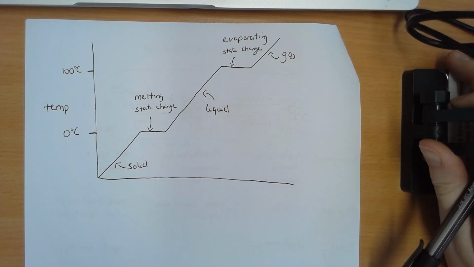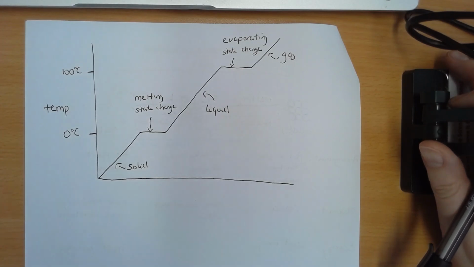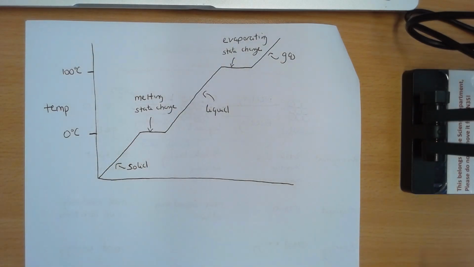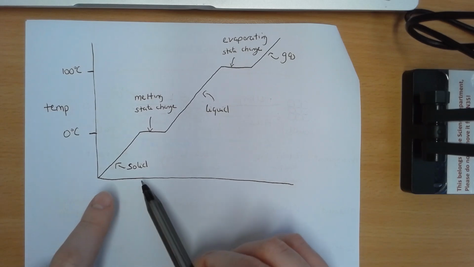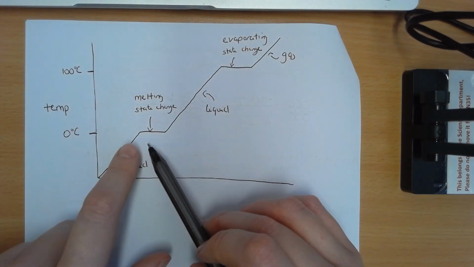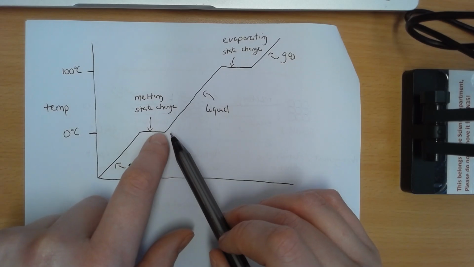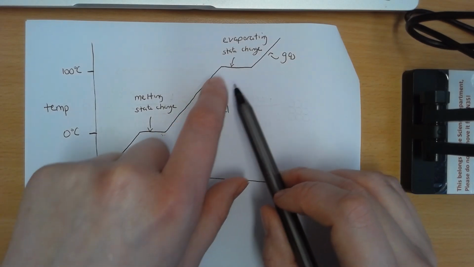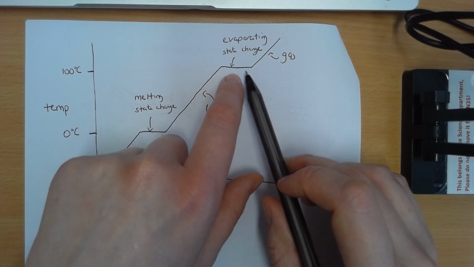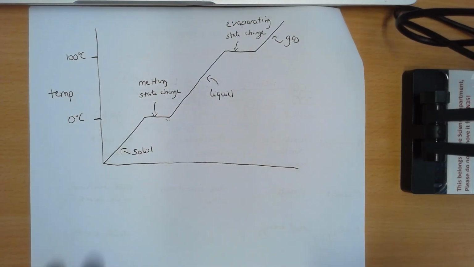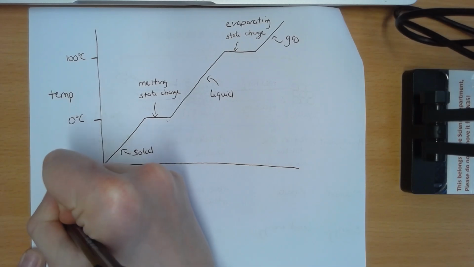And they can ask you to describe or to explain why the graph levels out when a state change is occurring, okay? So you're heating it and your water is getting hotter and hotter. And even though you're still heating it, at 0 degrees, it just stops getting hotter for a few seconds. And even though I'm still heating it at 100 degrees, it stops getting hotter. So I'm still giving it energy, but it stops getting hotter. And you need to be able to explain why.